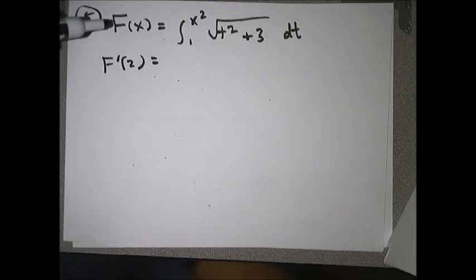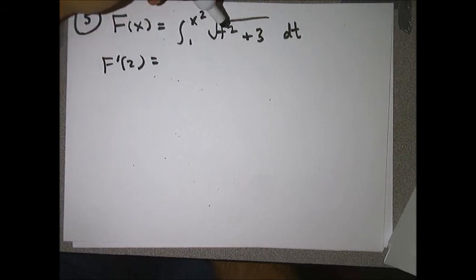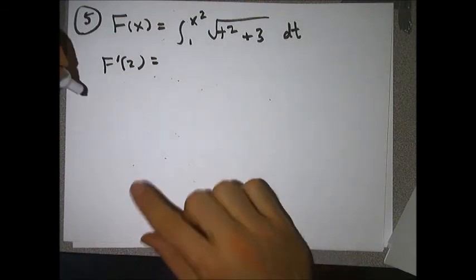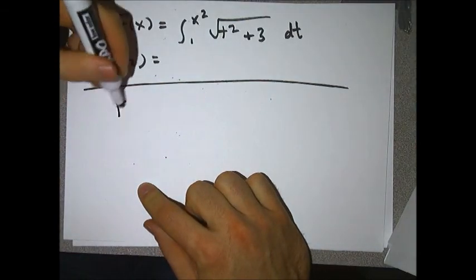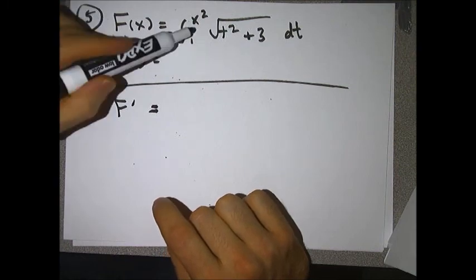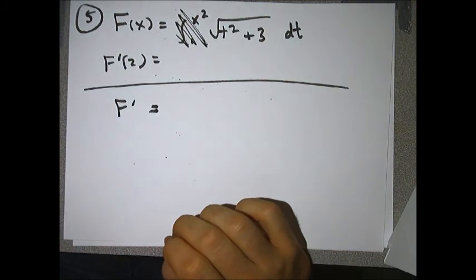Number 5 says capital letter F of x is equal to the integral of 1 to x squared. And you'll see now to the right we have t's with dt. So it asks us to find the derivative, capital letter F prime, and then plug in 2. So the first thing we want to do is just find f prime. So f prime is going to be when we have x's with t's, when we derive, we want to get rid of all this and just plug in the top bound.